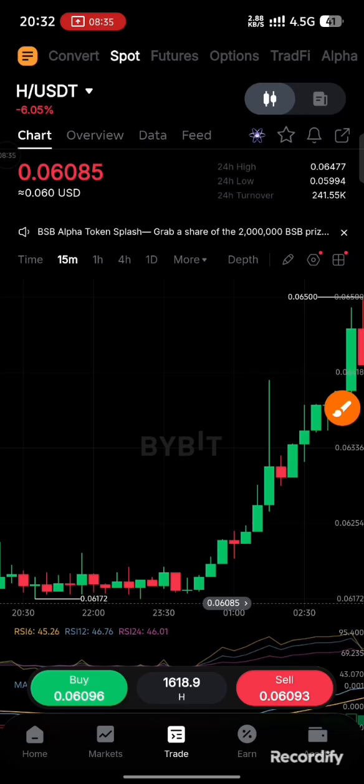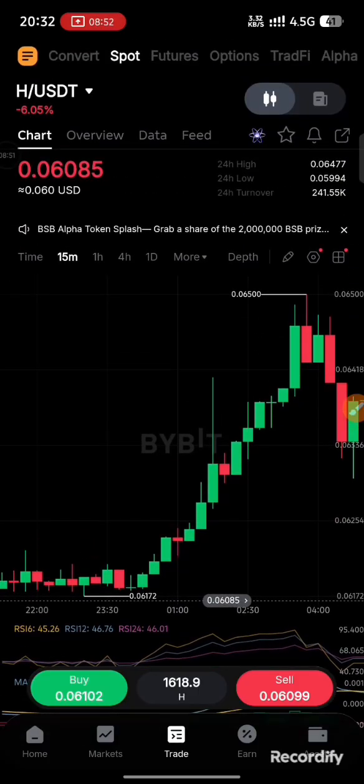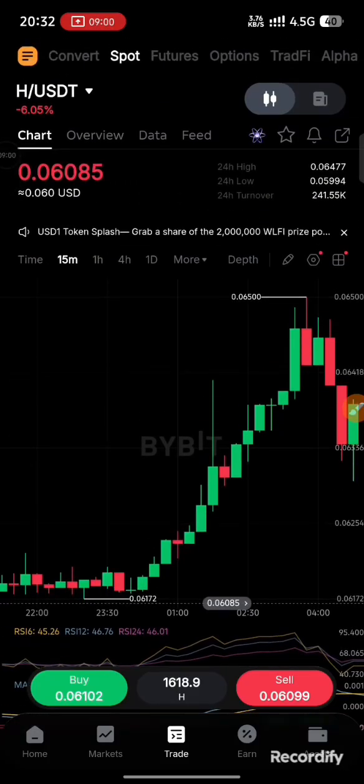In my next video I'm going to drop how the reversal candles look, when to buy, and what the bullish candles and the bearish candles look like. We're going to look at this too. I'll drop the video clearly in my next class so that everybody can understand how this works.